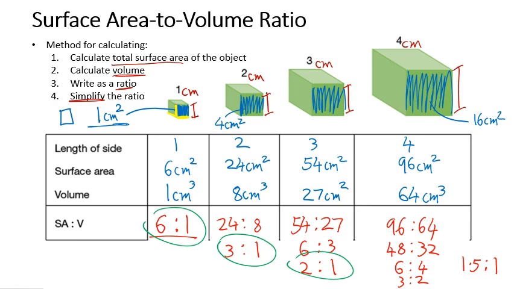So now we can compare the surface area to volume ratio for all these different cubes. And it should be pretty obvious that the smaller cube here has the larger surface area compared to its volume. So we say it has a higher surface area to volume ratio. And as the object gets bigger, its surface area compared to its volume gets smaller because there's more space inside it compared to the actual area of its faces.